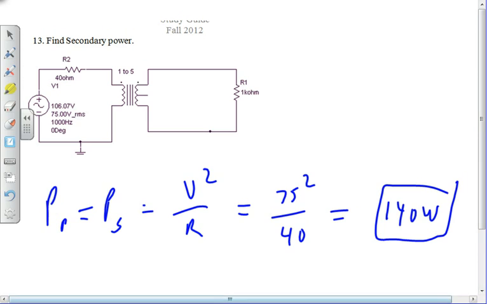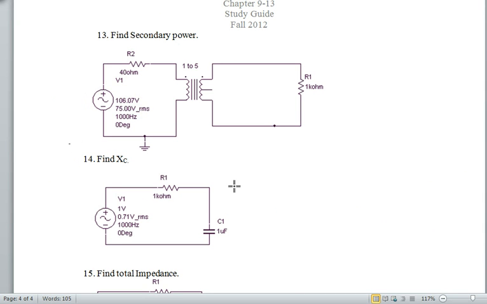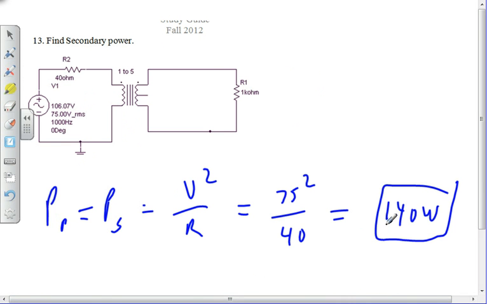All right, well that was all right. 14. Where did 14 go?